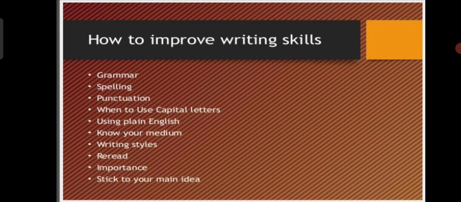Punctuation marks. When to use capital letters. Using plain English. Know your medium. Writing styles. Reread. Importance. Stick to your main idea. Okay, children?